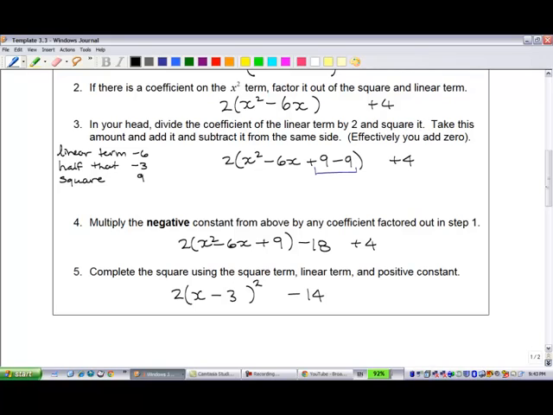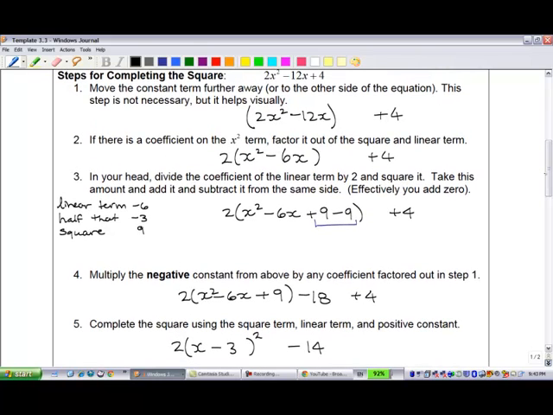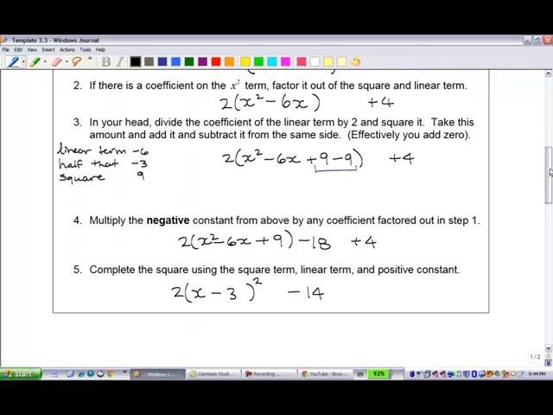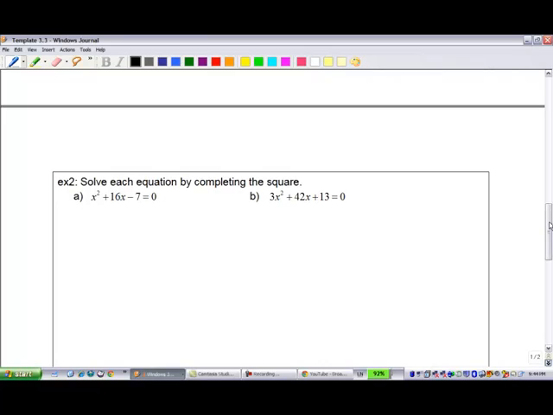So completing the square, why is it useful? It's because when we have a very difficult quadratic, we can go from 2 variables down to just one variable, one x value, and from there solve. So let's take a look at an example. Let's solve each equation by completing the square.